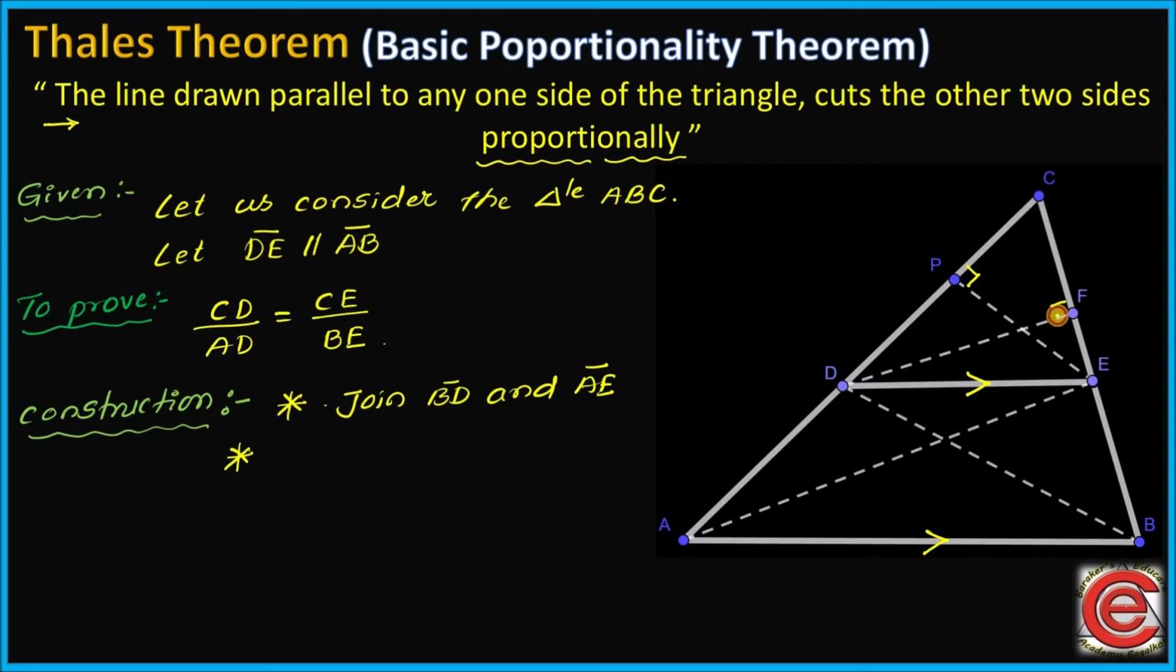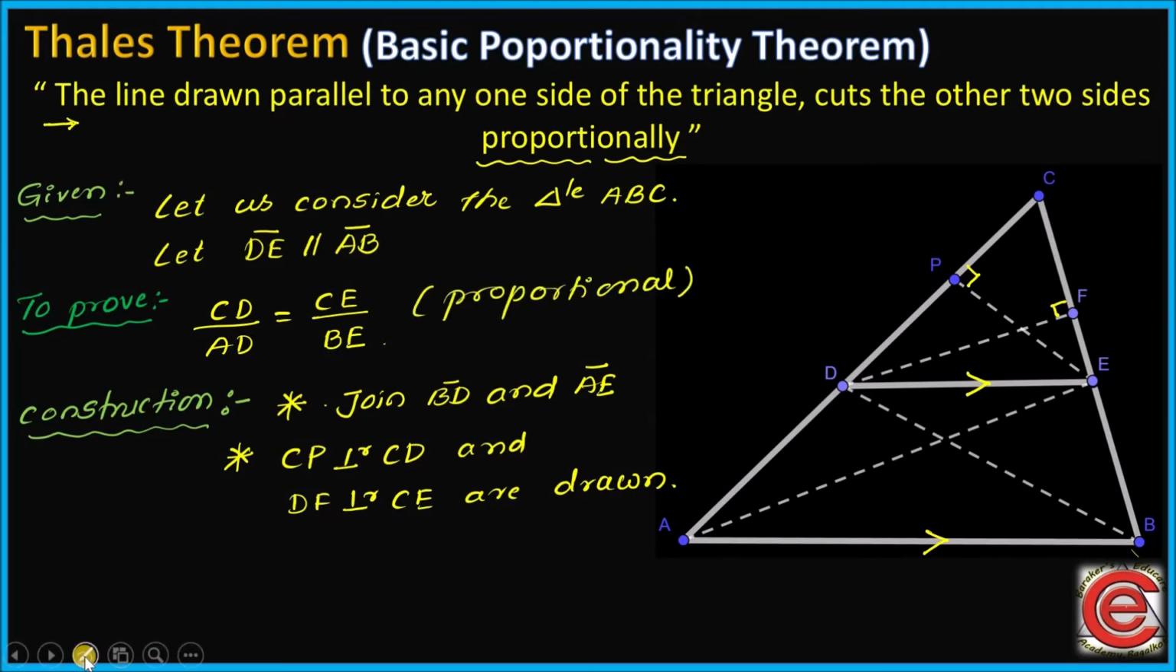Similarly, DF is the perpendicular to the line CE or CB. That is the second construction we have to make. So here CP perpendicular to CD and DF perpendicular to CE are drawn. That has to be written under the construction. Then after this we move to the proof of the Thales theorem.